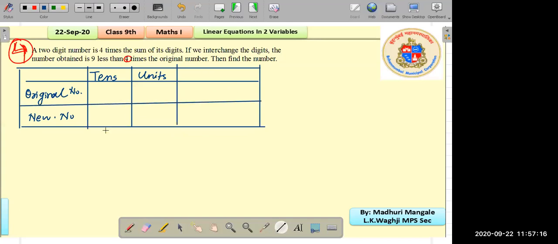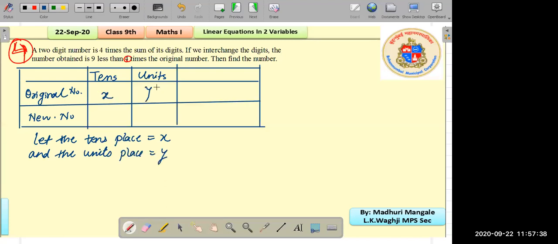We start with setting up the tens place and the units place. Let the tens place be equal to x and the units place equal to y. So the tens place is x, the units place is y. What will be the number?